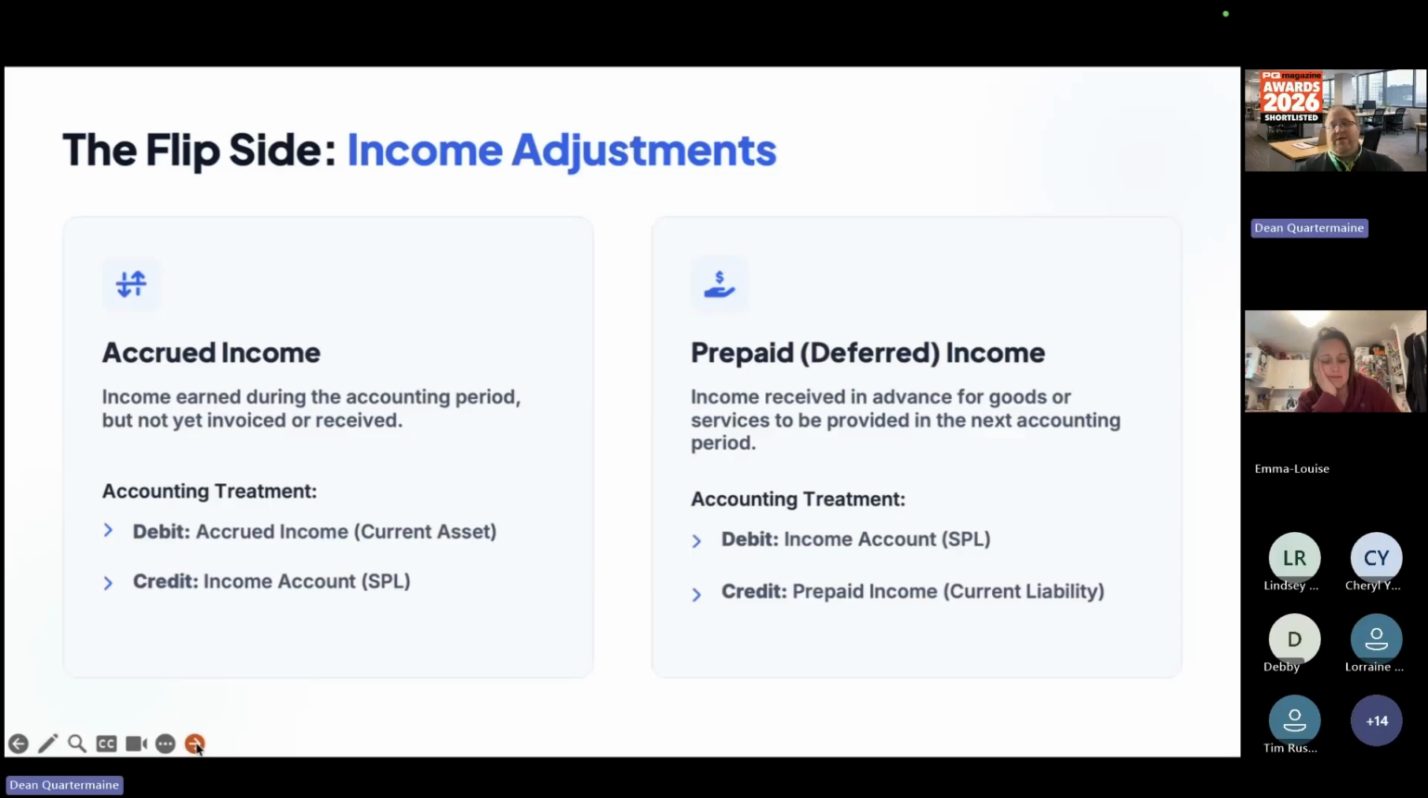So here we need to reduce the income that's in the current accounting period. So we debit income account to reduce the income in the current period, and then credit prepaid income, which is a current liability. The reason it's a current liability is I've received the money. I've got a liability now to either provide the service or give them their money back. So very much a current liability. Income is reduced in the period because it doesn't belong in this year, it belongs in next year.